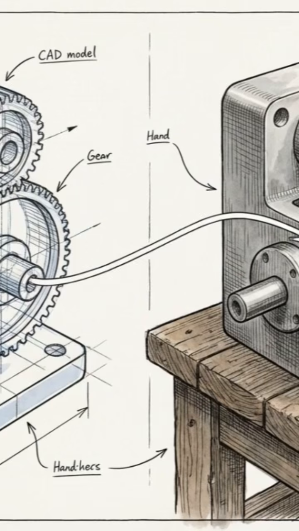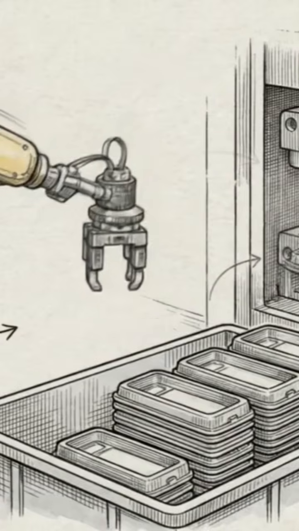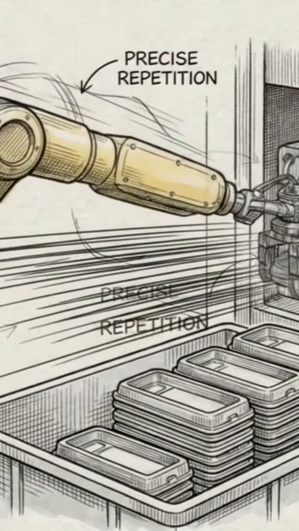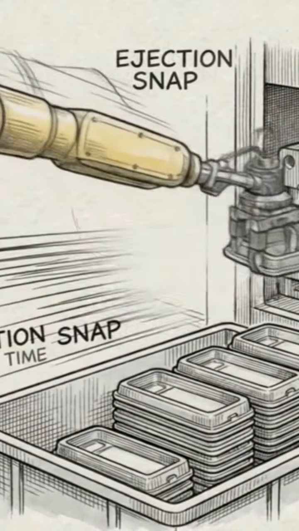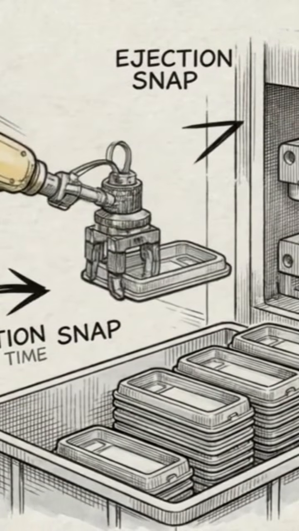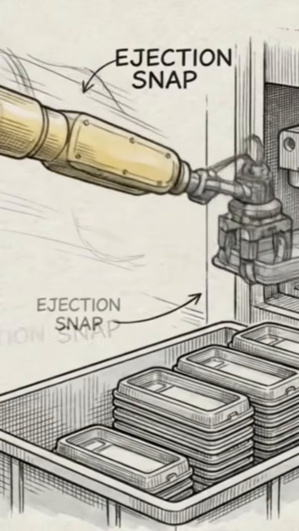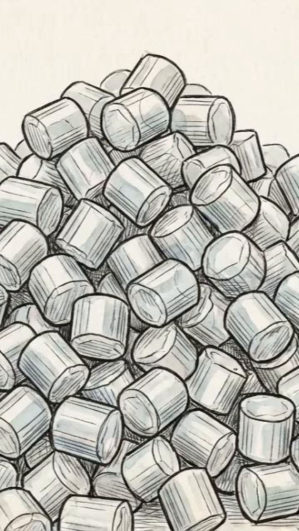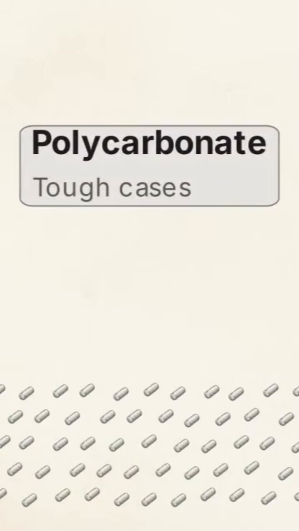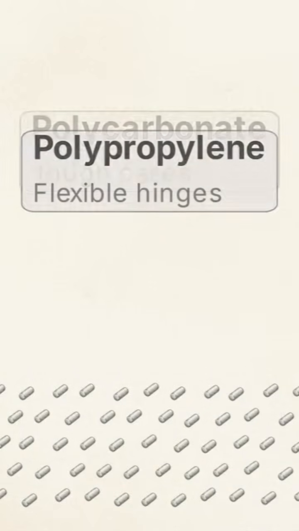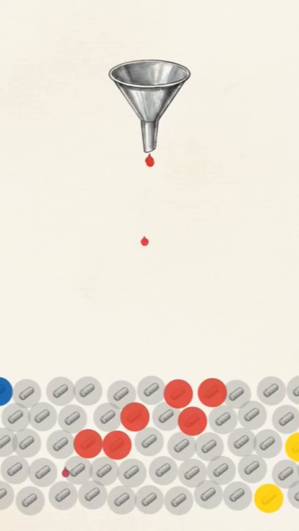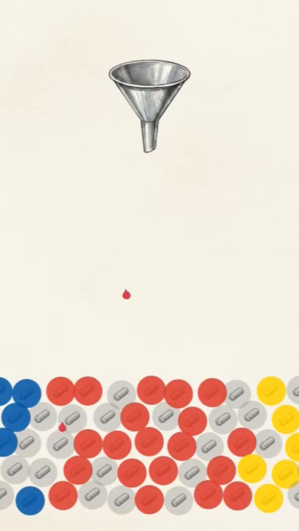It acts as a high-speed bridge between digital engineering and physical reality. A complex design that took months to model on a computer can be physically duplicated, down to the millimeter, every few seconds. The process starts with the raw material. Most injection molded parts begin as tiny plastic granules. These are thermoplastics, materials like polycarbonate for tough phone cases or polypropylene for flexible hinges, often mixed with colored pigments to get the exact hue required.